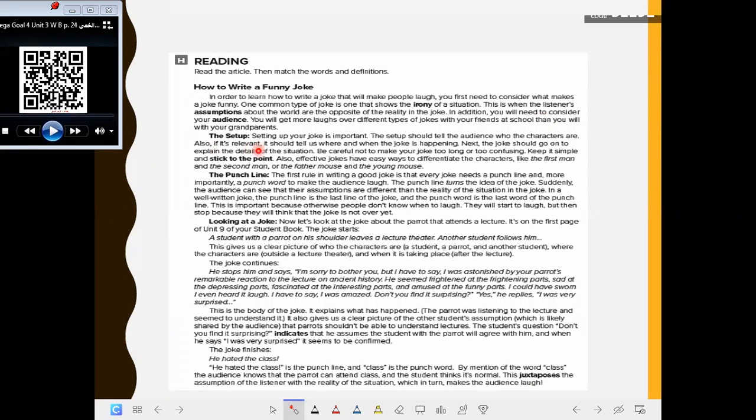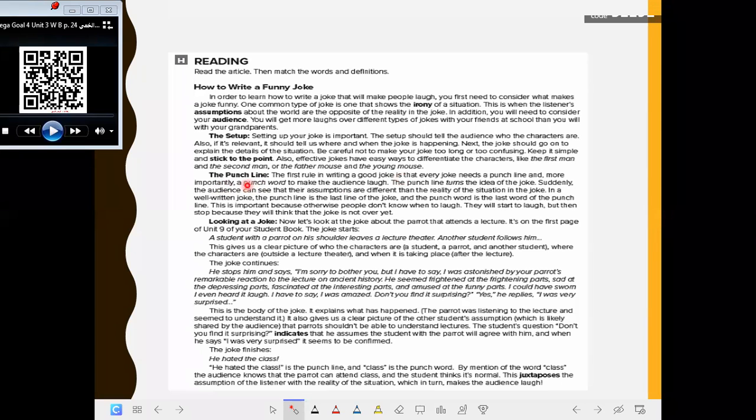Setting up your jokes is important. The setup should tell the audience who the characters are also. If it's relevant, it should tell us where and when the joke is happening. Next, the joke should go on to explain the details of the situation. Be careful not to make your joke too long or too confusing. Keep it simple and stick to the point. Also, effective jokes have easy ways to differentiate the characters, like the first man and the second man, or the father mouse and the young mouse.